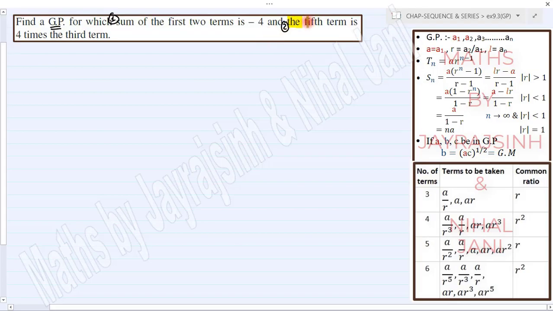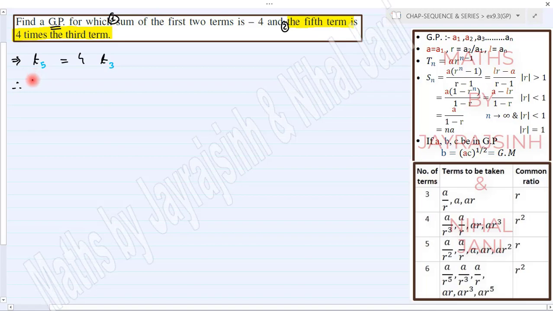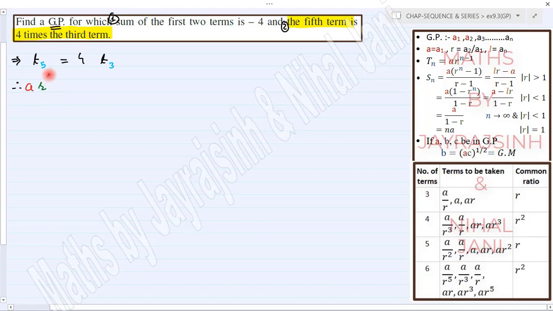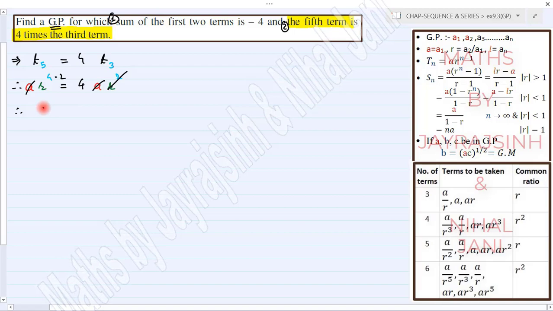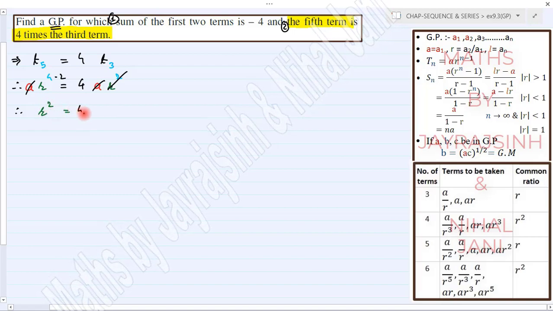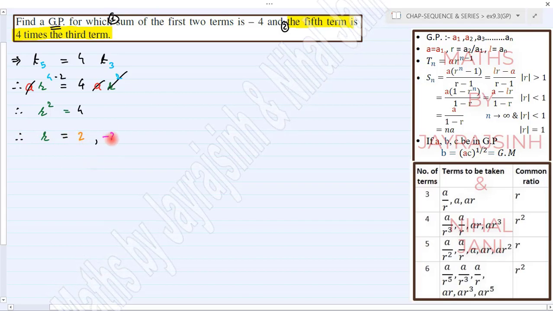So first of all, let's use your second condition, which says that your fifth term is 4 times your third term. So using the formula of the nth term, we will get ar^(5-1), or we can say ar^4 = 4 times ar^2. So here your a and r^2 will reduce, and you will get r^2 = 4, which will give us r = 2 or -2.